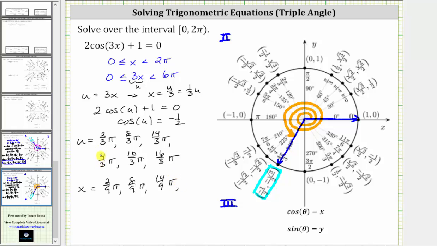And 1/3 times 4/3 pi is 4/9 pi. 1/3 times 10/3 pi is 10/9 pi. And finally, 1/3 times 16/3 pi is 16/9 pi. So there are 6 values of x that satisfy the given equation over the given interval.